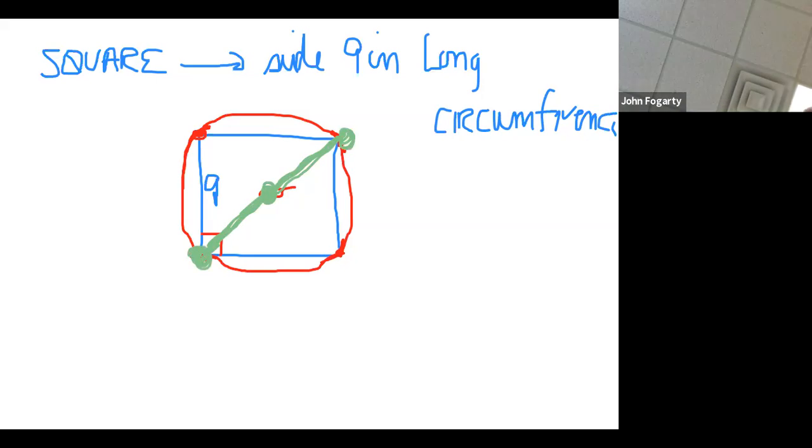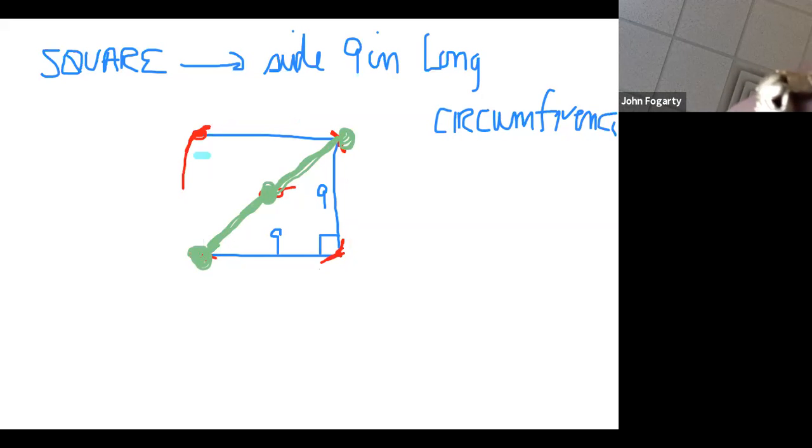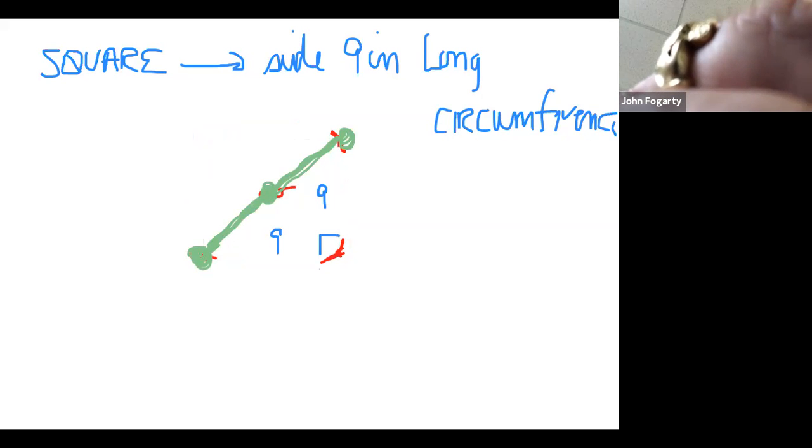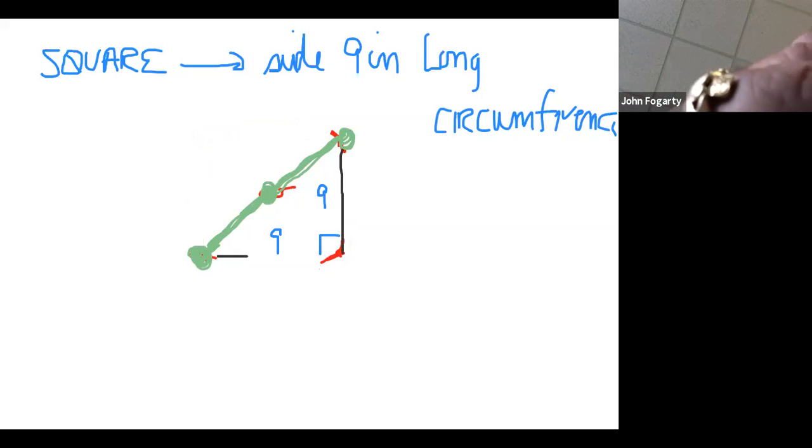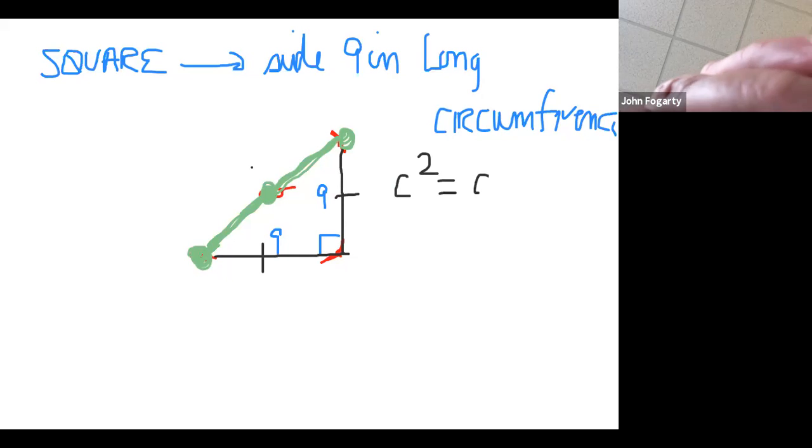Now, I wonder if there's a way for me to figure out the length of that side. Hey, fellas, if this is 9, and this is 9, and this is a right triangle, let me get rid of the stuff you don't need to look at. What's the length of that hypotenuse? If these two legs are the same, now you could use what? Yes?